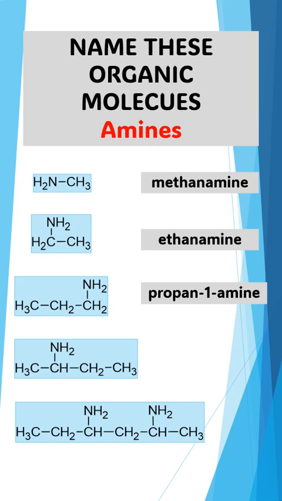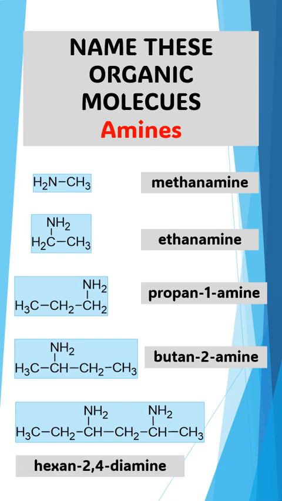The fourth one here, 4 carbons in a row with the NH2 coming off the second carbon, is butan-2-amine, and the last one has 2 amine groups coming off the second and the fourth carbon, and 6 carbons altogether, so it is hexane-2,4-diamine.